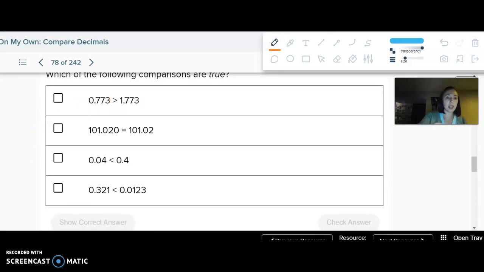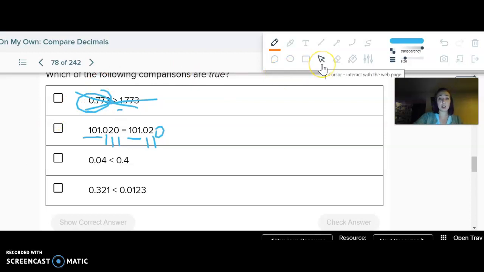So if I say, okay, 0 and 773, 1 and 773, that 0 is smaller. So it's saying that this one is bigger, but it's not, so I'm not going to pick that one. 101 and 0 tenths, 0 tenths, 200ths, 200ths, has an extra 0, but this one could have an extra 0. So they are equal, which it says they are. So we should pick that one.